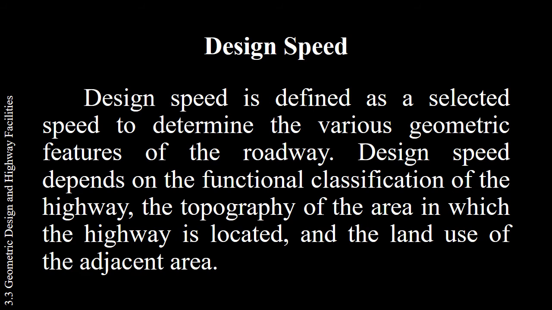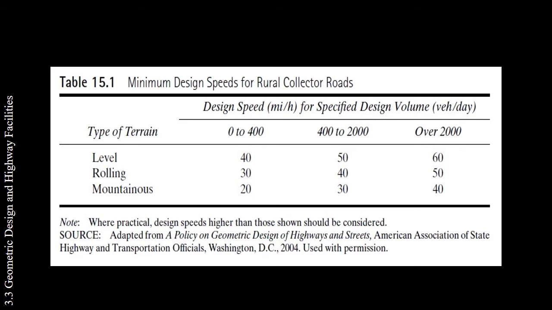Design speed. Design speed is defined as the selected speed used to determine the various geometric features of the roadway. Design speed depends on the functional classification of the highway, the topography of the area in which the highway is located, and the land use of the adjacent area. So there are different speeds to consider in designing a highway.